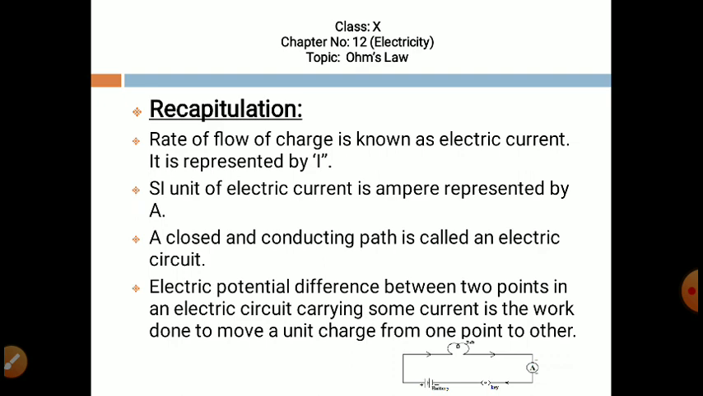The circuit is of two types, closed and open. In a closed current carrying conductor, this closed current carrying conductor loop will have some elements, and these elements and this current carrying conductor will be called a circuit.